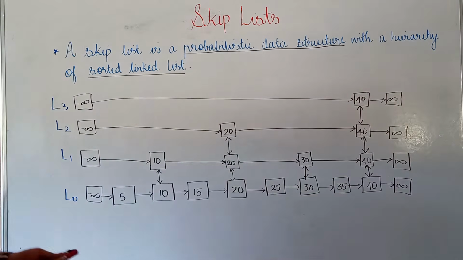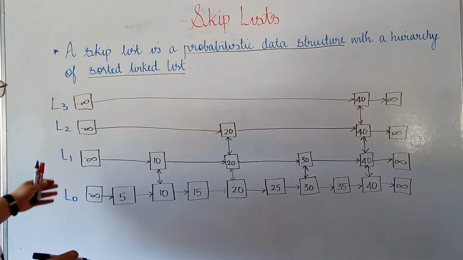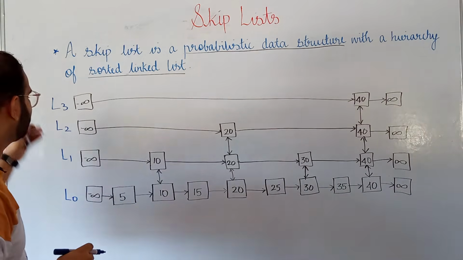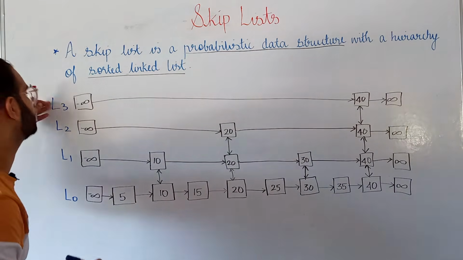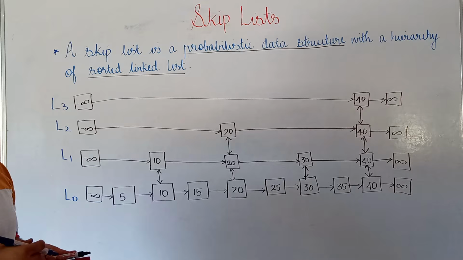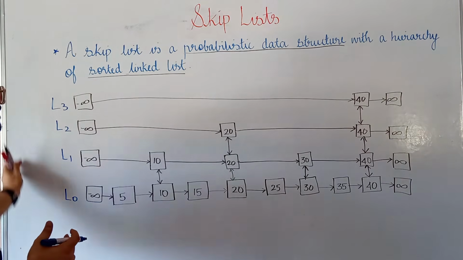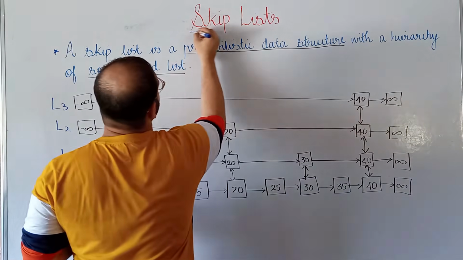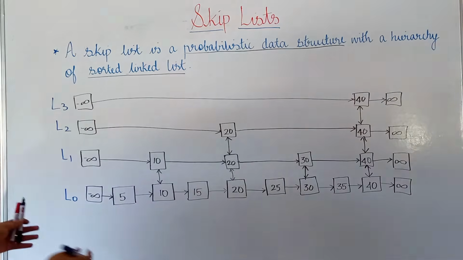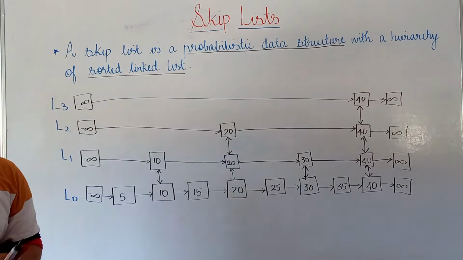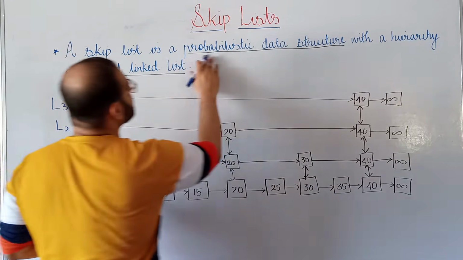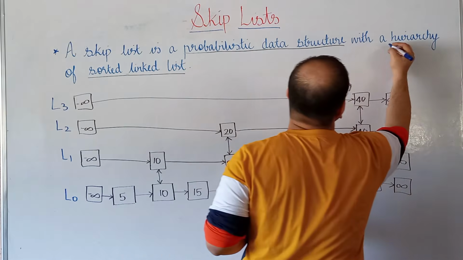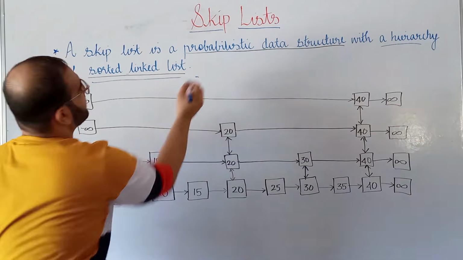And now when you look at this, you will see that we are having multiple sorted linked lists. So L0 is a sorted linked list, L1 is a sorted linked list, L2 is a sorted linked list, and L3 is a sorted linked list, right? And this entire structure that you can see right in front of you is actually a skip list, right? So what I've drawn over here is a skip list. We will analyze later on why it is also called a probabilistic data structure, but I guess you have understood that a skip list is basically a hierarchy of sorted linked lists, right?